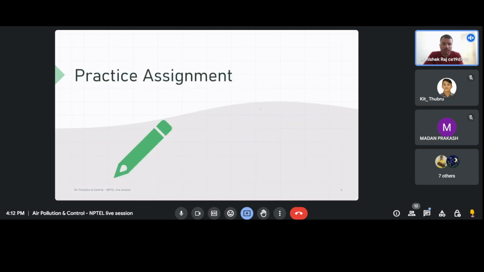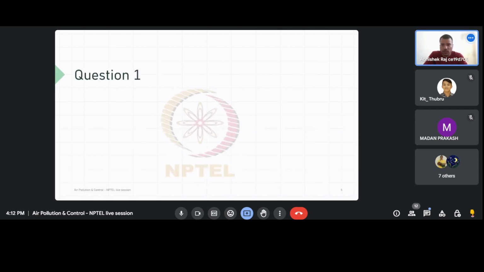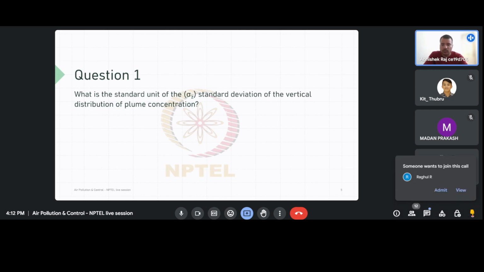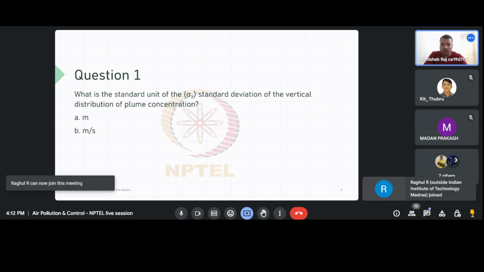So starting with the practice assignment, we'll have 20 questions. We'll do polls on each one of them. I hope all of you will answer in the polls as well as the chat box. Starting with the first question: what is the standard unit of the standard deviation of the vertical distribution of plume concentration? The options are meters, meter per second, grams per second, and micrograms per meter cube.